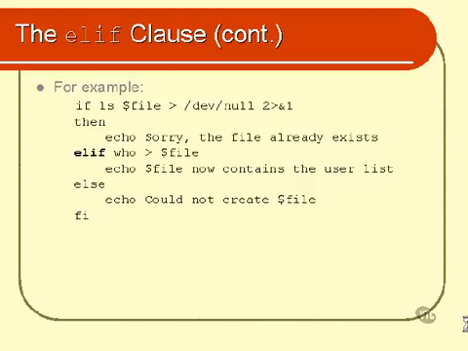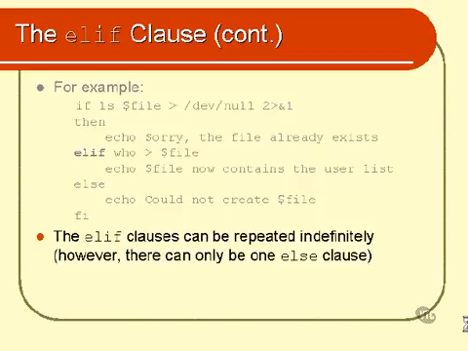So command 1 in this case is the ls of $file, and command 2 in this case is the who greater than $file, giving us, of course, 3 separate code blocks. We're not restricted to just 3, of course. We can have as many elif clauses as we like, on and on down the page, giving us as many code blocks as we want, but of course there can only be one else clause.